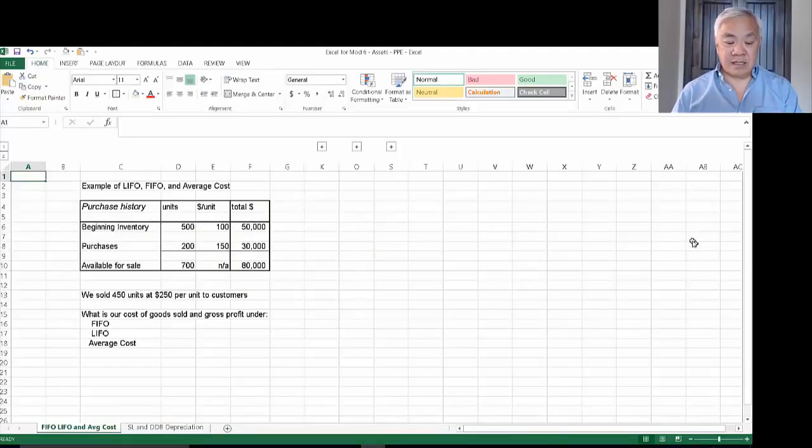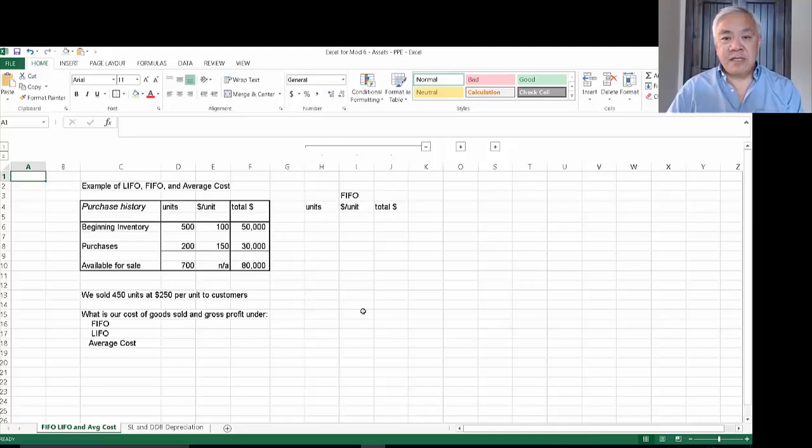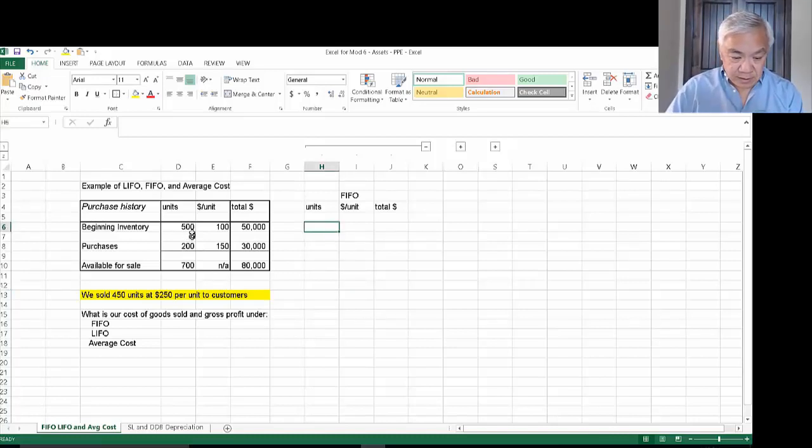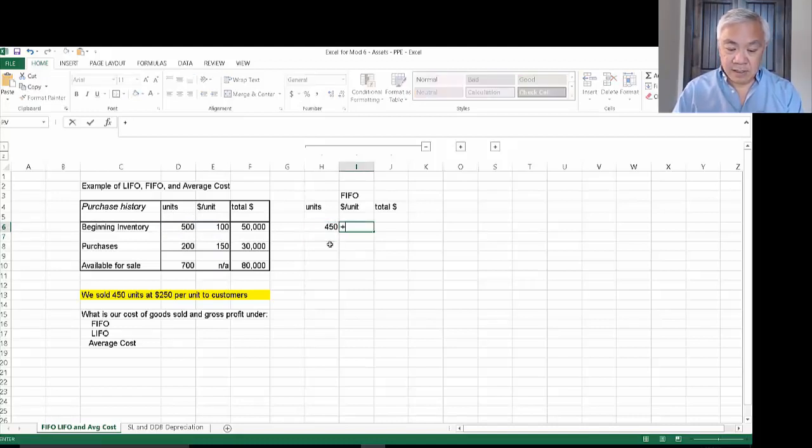Here's the same data presented on the left, and we're just going to do one at a time. So let's start with FIFO. Now remember, FIFO means first in, first out. In this scenario, we sold 450 units. Notice that if it's FIFO, this entire layer has more than 450. So we could say that 450 was from this beginning layer, and this cost was 100. So the cost was that times that.